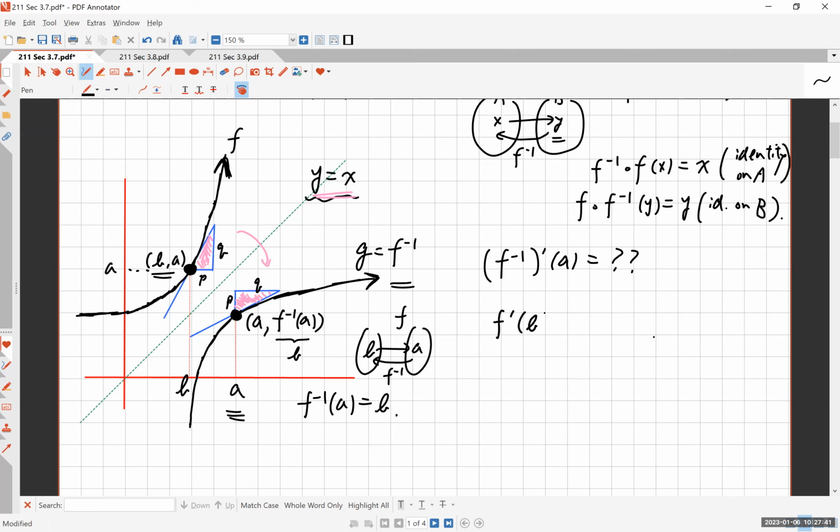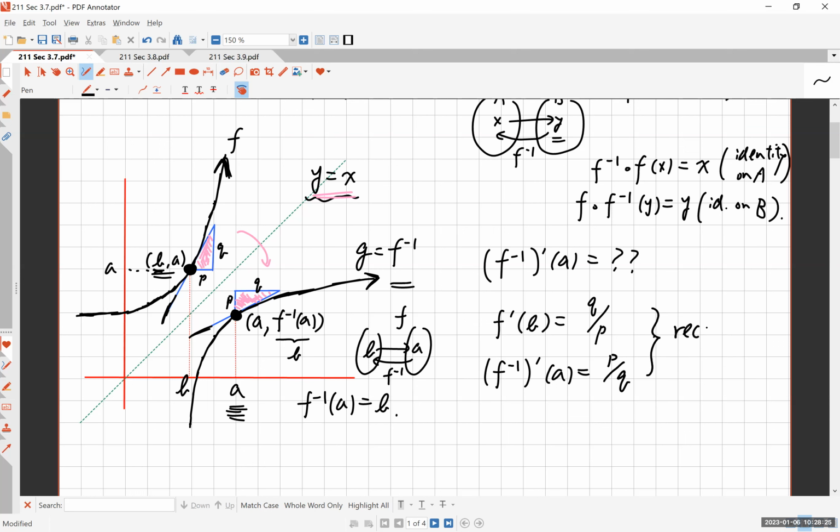The derivative of f is the slope of this tangent line here. The derivative of f at point B is equal to, from this picture, q over p. And the derivative of the inverse function, f with a -1 as a superscript, evaluated at A, is the slope of this tangent line, and that is rise over run, p over q.